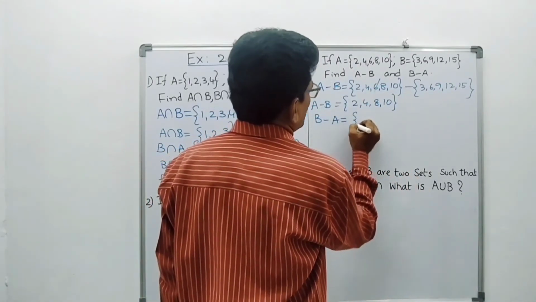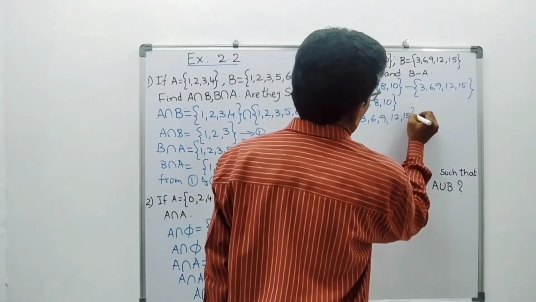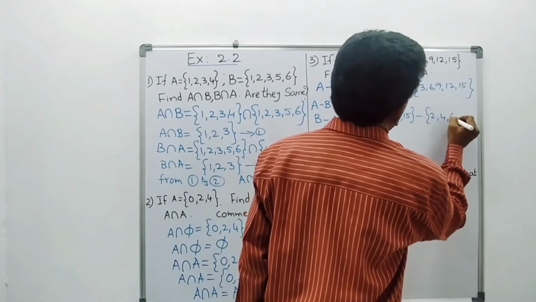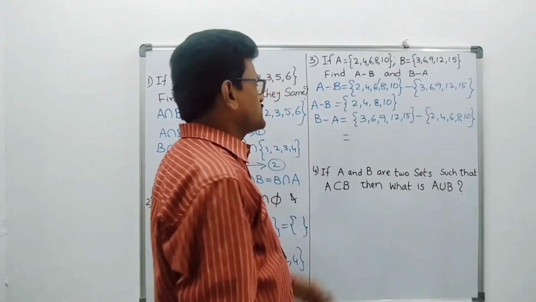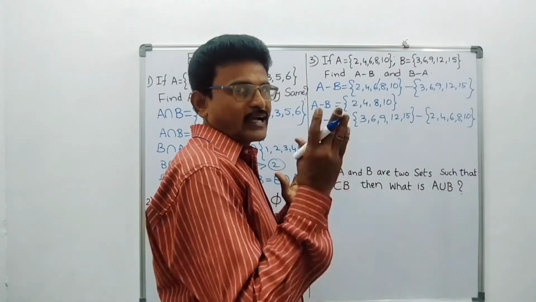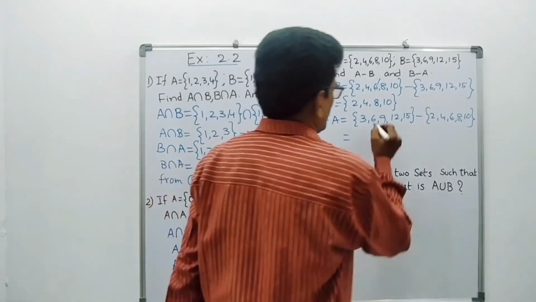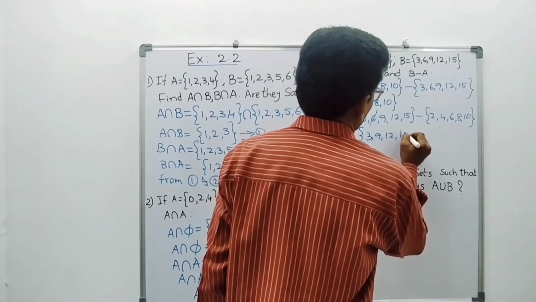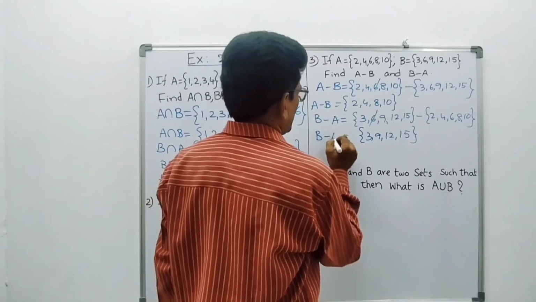First write down the elements. B: 3, 6, 9, 12, 15. Minus A. A means 2, 4, 6, 8, 10. So here also B minus A means from B we have to cut common elements. We know common elements only 6. Cut down 6. What are the remaining elements? 3, 9, 12, 15. Okay? Simple. This is B minus A.